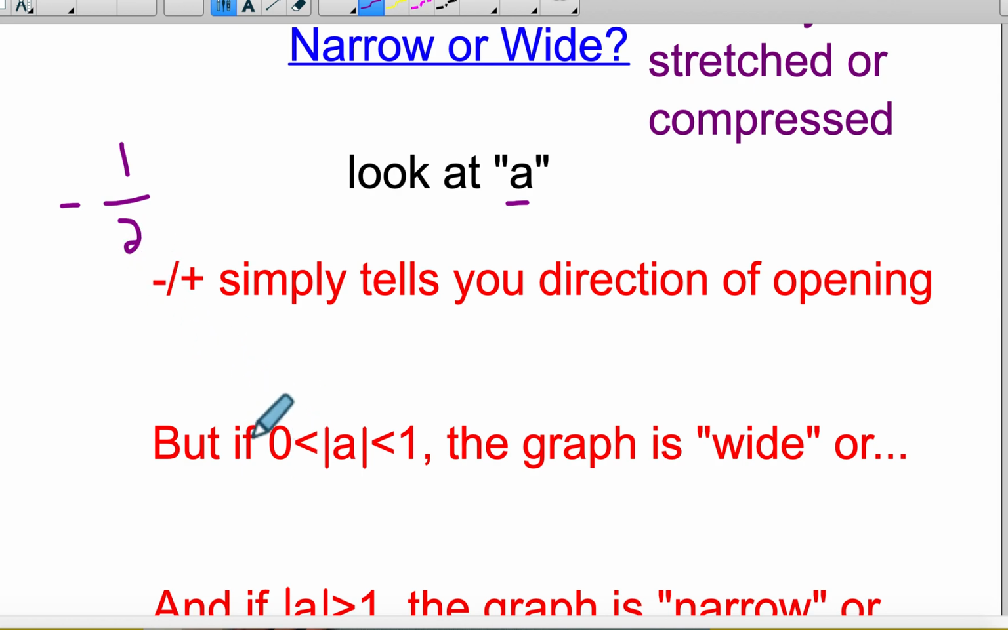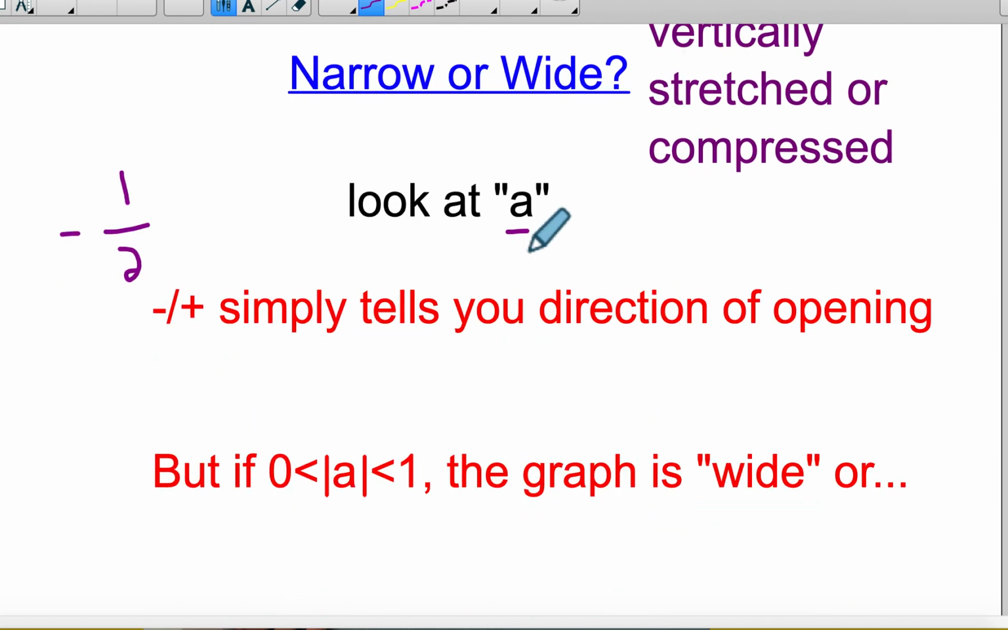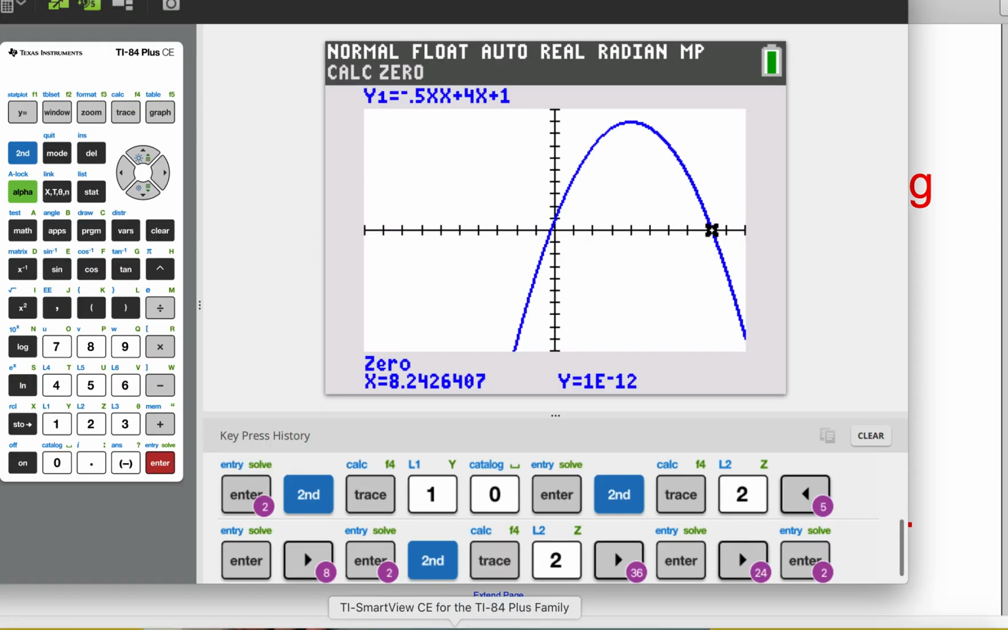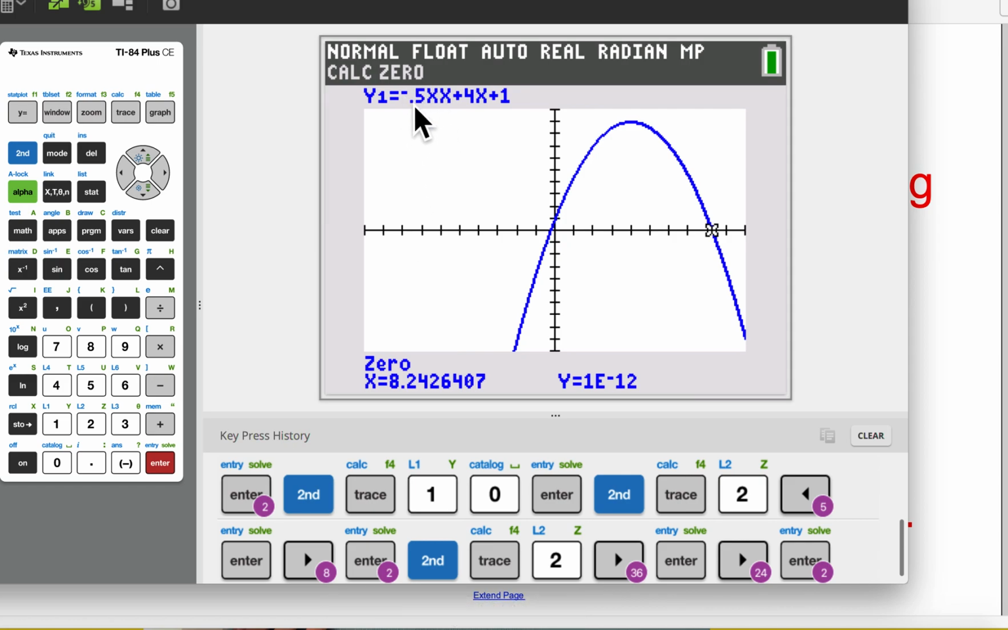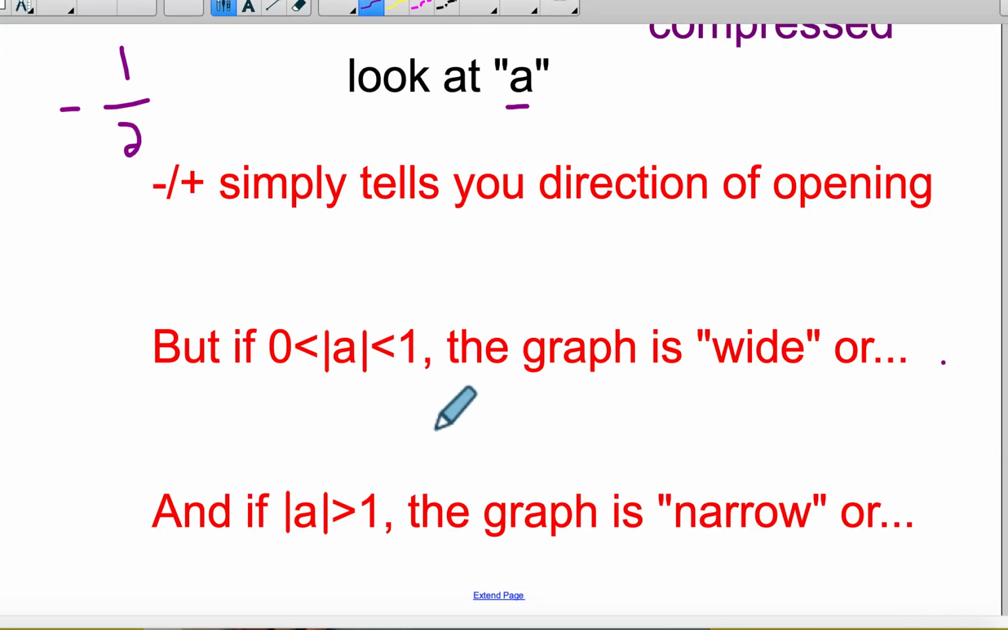So if our leading coefficient is something between 0 and 1, that is what we would call wide, which in our case, that was it, right? If you think about our graph, it was negative 1/2. So that value of 0.5 is between 0 and 1. This parabola is actually wider than most parabolas, right? So this would be wide.